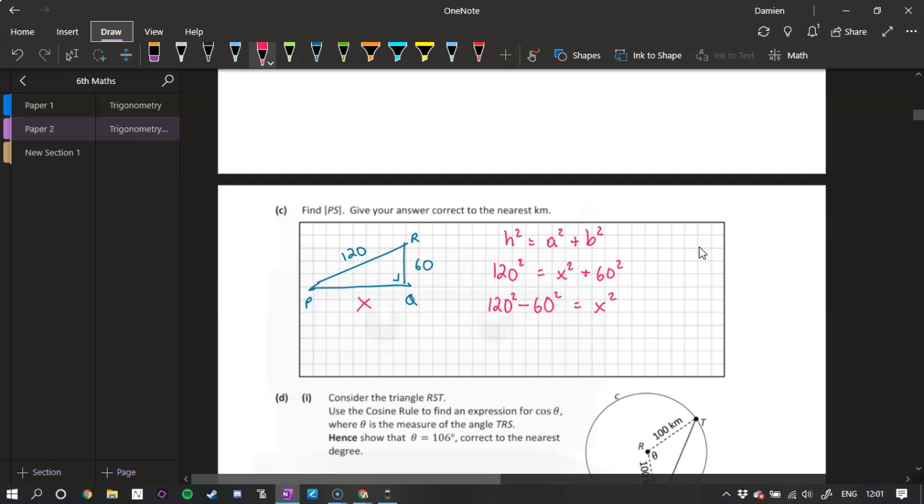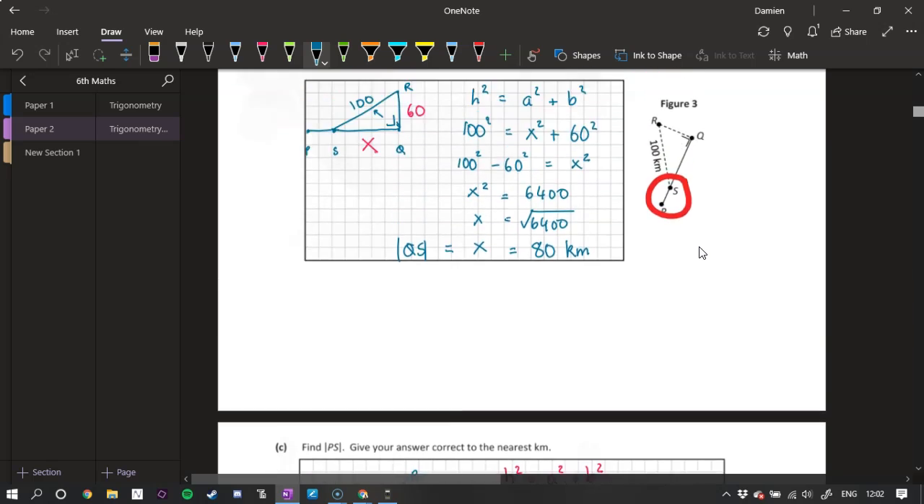Work these out separately. Don't do 120 minus 60. It gives you 60. That's not a good idea. So you're going to end up with x squared then is equal to 10,800 when you do it on the calculator. And again, you're going to get the square root of that. That's going to give you 103.923. Now, that only gives you x. So x now is 103.923. And that's running from here to here. It's the full length of PQ.